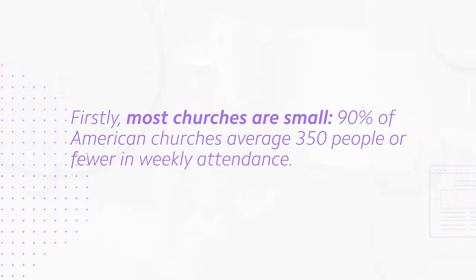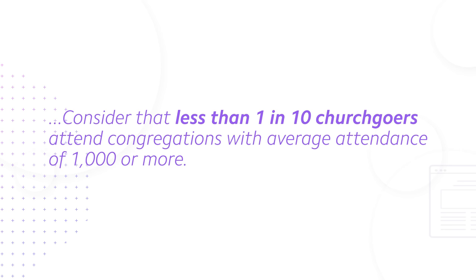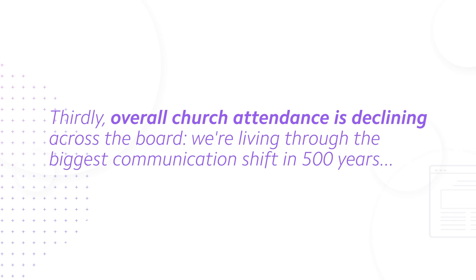Firstly, most churches are small. 90% of American churches average 350 people or fewer in weekly attendance. Secondly, most churchgoers prefer smaller churches. Despite the visibility of mega churches, churchgoers seem to prefer smaller sized congregations. Consider that less than 1 in 10 churchgoers attend congregations with average attendance of 1,000 or more. Thirdly, overall church attendance is declining across the board.